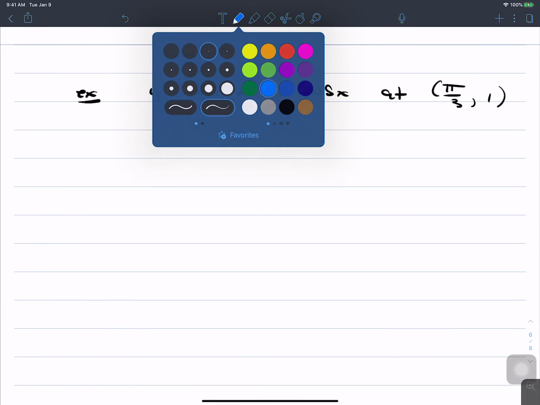Another example of the equation of the line tangent to the curve at a point. They're going to give you this curve: y is secant x minus 2 cosine x at the point, and it's good to not have 0, 1 anymore. Pi over 3 comma 1. So this is the same question.